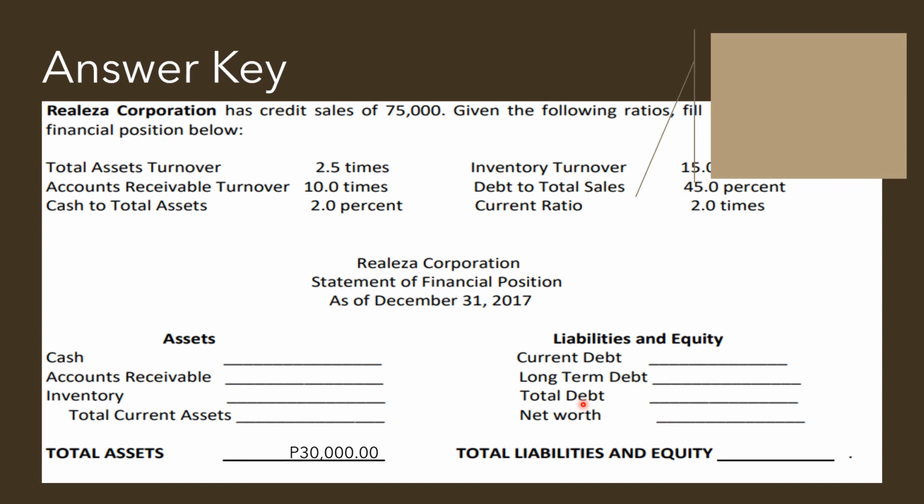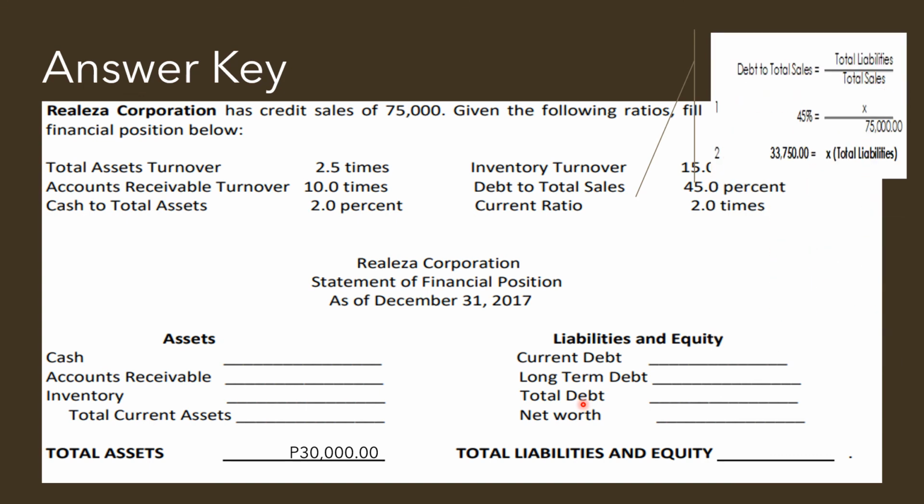Okay, so next daw natin na madali daw isolve is your debt to total sales ratio. So, debt to total sales, debt is total liabilities over total sales. So, 45%, di ba? Given. Equals X daw. Total liabilities is X kasi nawawala pa siya. Wala pa tayong figure, wala pa tayong information about it. So, X siya. Over your denominator, which is your total sales. So, balik na naman tayo dito sa 75K kasi nga walang other info for your sales. So, yun na yun, 75,000.